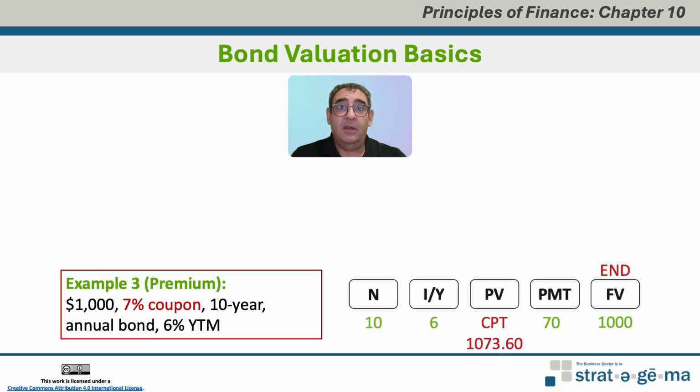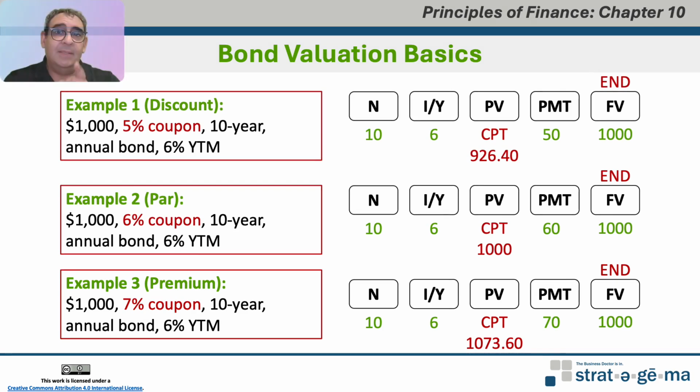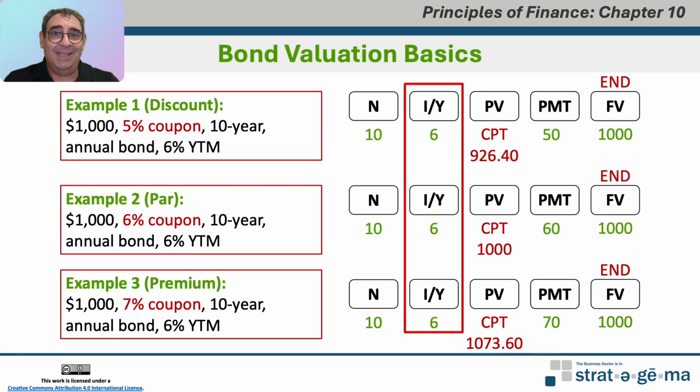For a premium example, it's a $1,000 bond, but now the coupon rate is 7%. So in our calculator, we'll go 10 N, 6 I/Y, 70 PMT, so it's $1,000 face value times a 7% coupon, and the same $1,000 future value, compute PV, and you'll get $1,073.60. You'll notice in all of these cases, I/Y is 6.